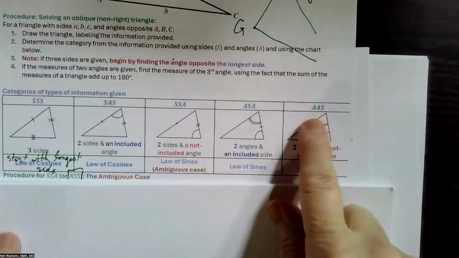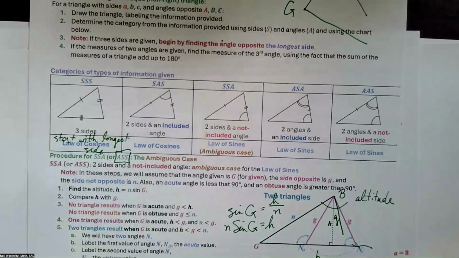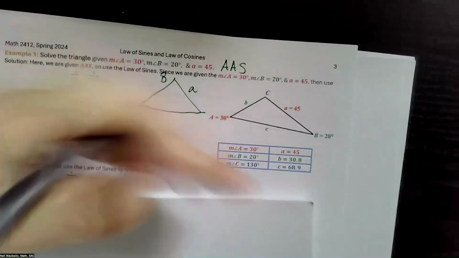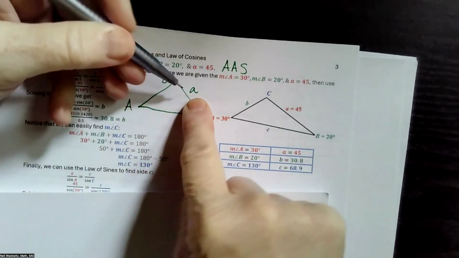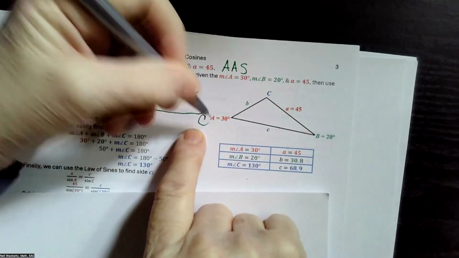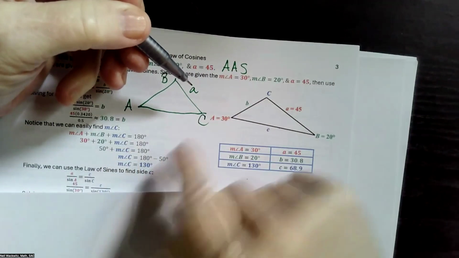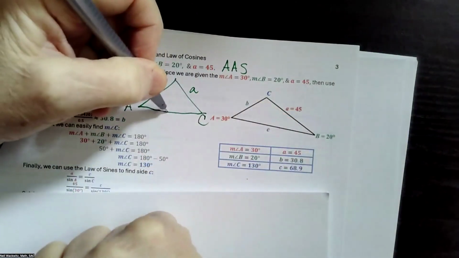Yes, so again, we were given angle, angle, side, and that says we're going to use the law of sines. The law of sines is super easy to remember because here we're given angles and only one side. So we're going to start by finding the third angle because that's super easy. And then we're going to use the law of sines to get the side opposite angle B.